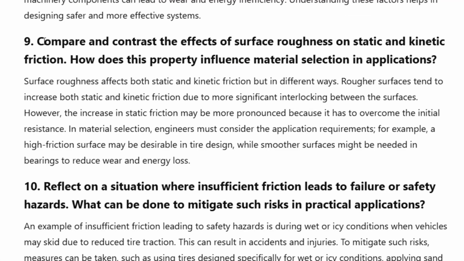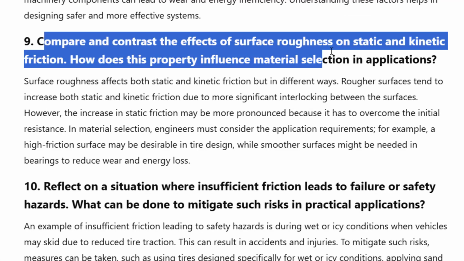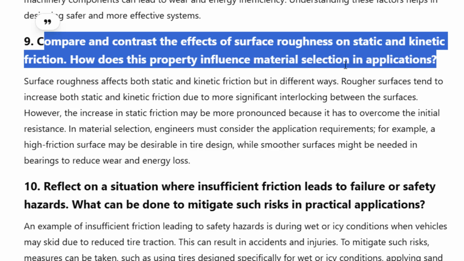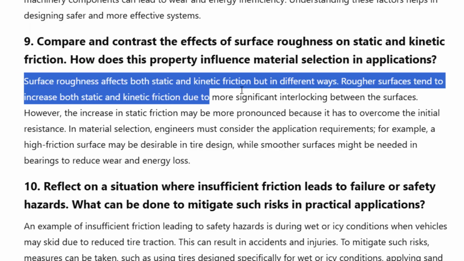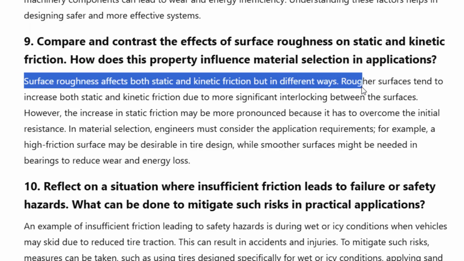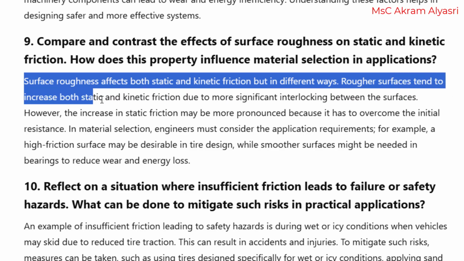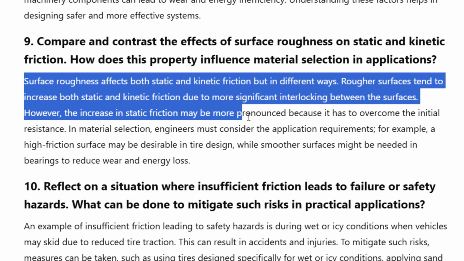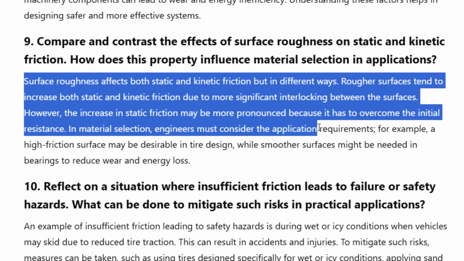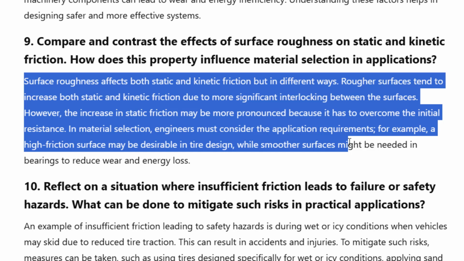9. Compare and contrast the effects of surface roughness on static and kinetic friction. How does this property influence material selection in applications? Surface roughness affects both static and kinetic friction, but in different ways. Rougher surfaces tend to increase both static and kinetic friction due to more significant interlocking between the surfaces. However, the increase in static friction may be more pronounced because it has to overcome the initial resistance.